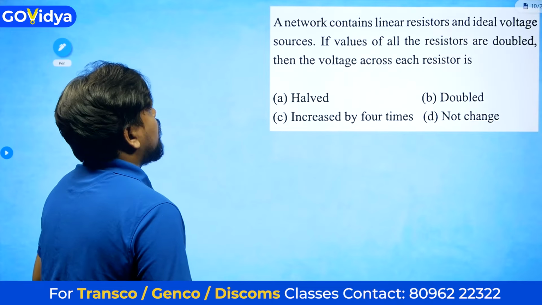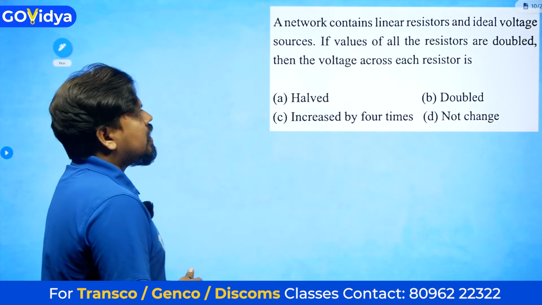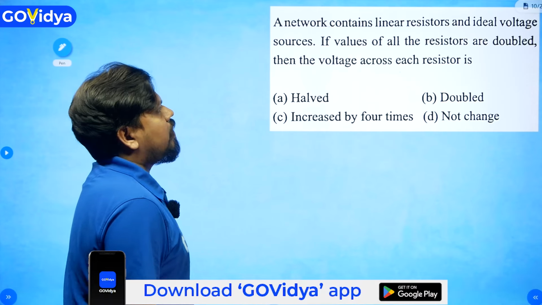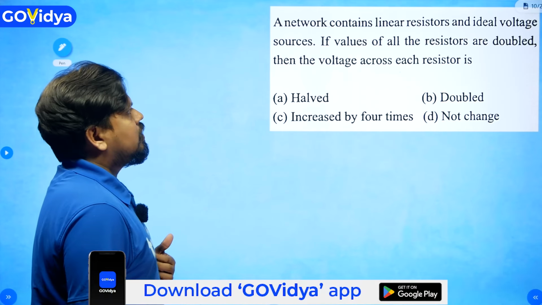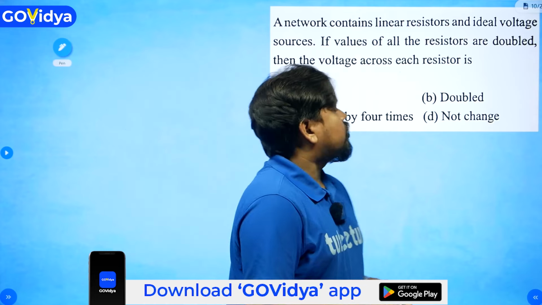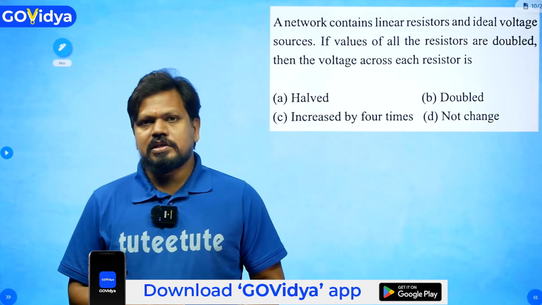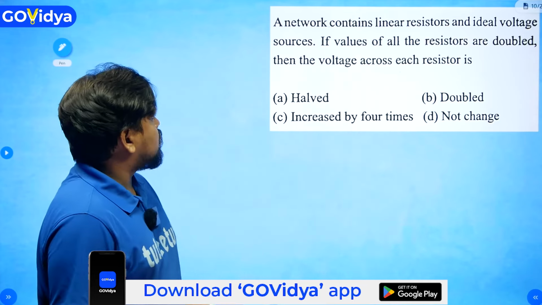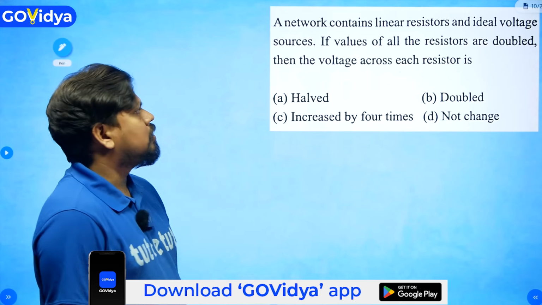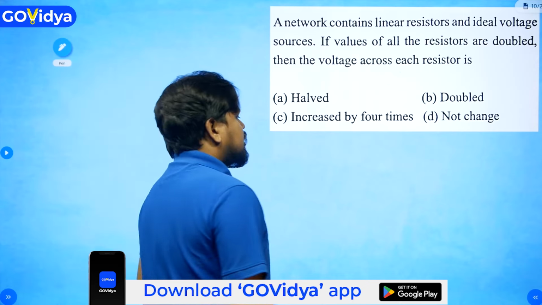So next question: a network contains linear resistors and ideal voltage sources. If the values of all the resistors are doubled, then the voltage across each resistor is what? So they are asking about a network containing linear resistors and ideal voltage sources.